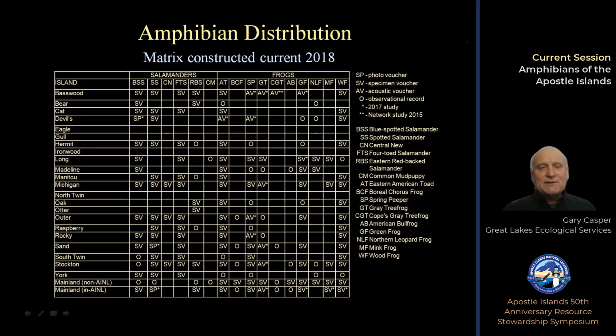You don't have to read this, but we've been studying amphibians since about 2001. And this is a matrix of the distribution of each species on each island, as well as the mainland unit. We are including Madeline Island in this analysis, just because biogeographically it's part of the group. So what we're going to do now is go through these species and which islands they're found on, and talk a little bit about them.